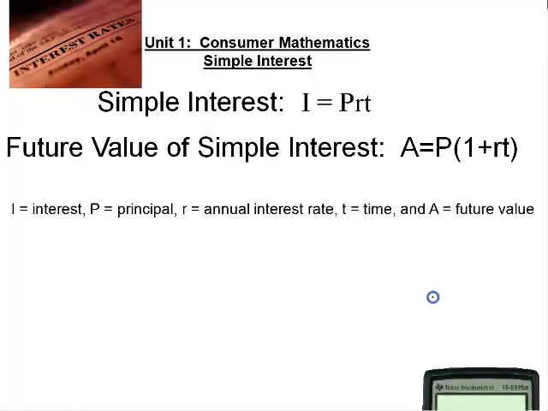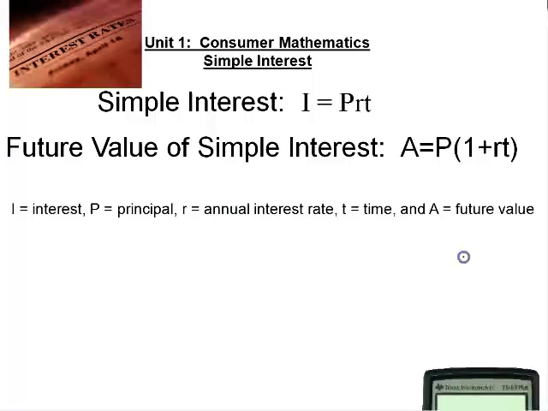Consumer mathematics, simple interest. If you either take out a loan, borrow money, or give a loan, lend money, a fee is usually paid by the person borrowing the money to the person giving the loan. This fee is called interest. Loans can involve simple interest or compound interest. We will limit this discussion to simple interest.